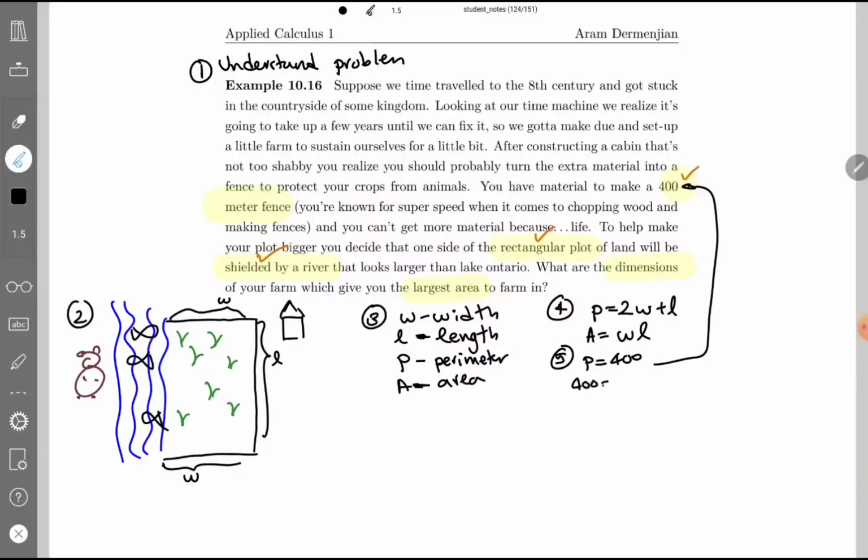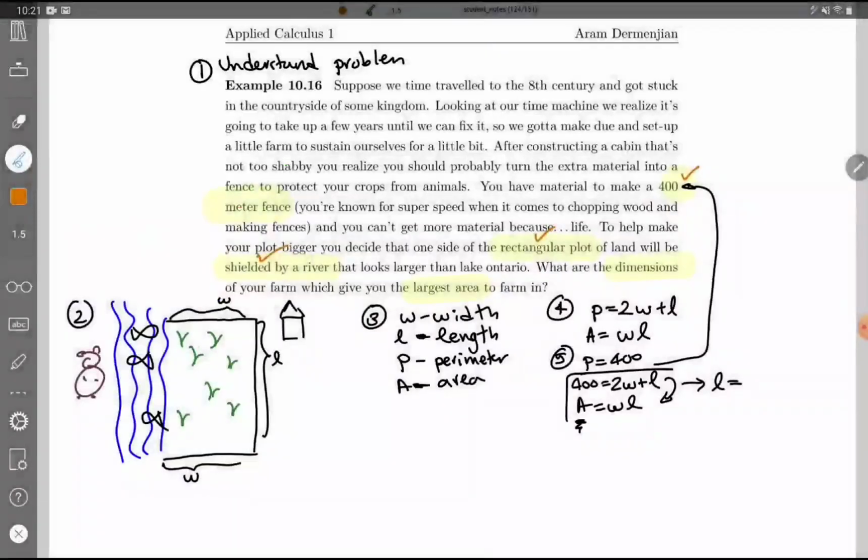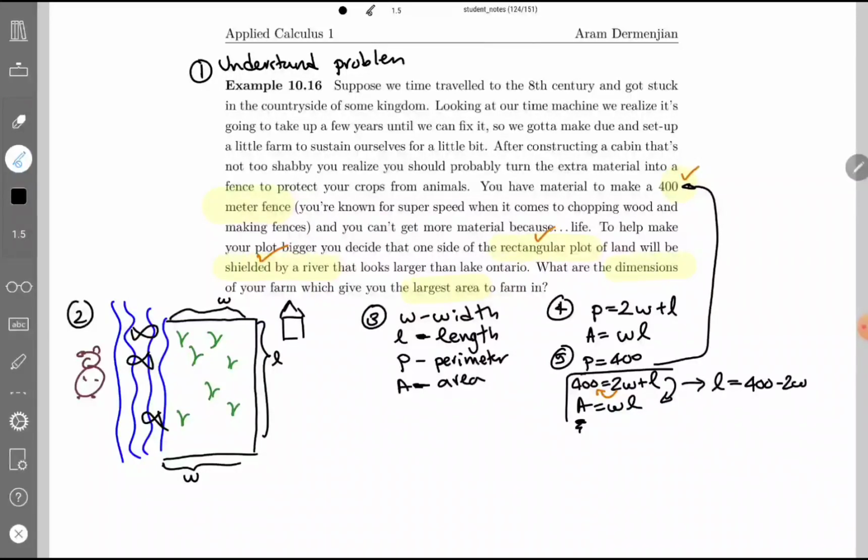So basically what we have is 400 is equal to 2W plus L. And we also have A is equal to WL, right? And so what we want to do is solve for A, but we only want one variable. So let's plug this into this. And which way did I do it? Yeah, we did it that way. And so what we can do is this will give us L is equal to, let's move the 2W to the other side, and we get 400 minus 2W. And so we can plug this in, and we get A is equal to W times (400 minus 2W). So this is just 400W minus 2W squared.